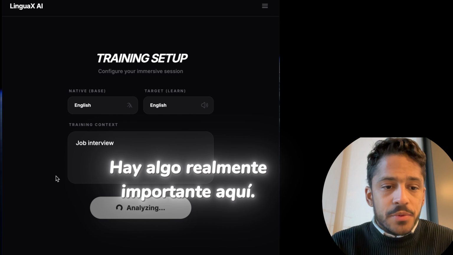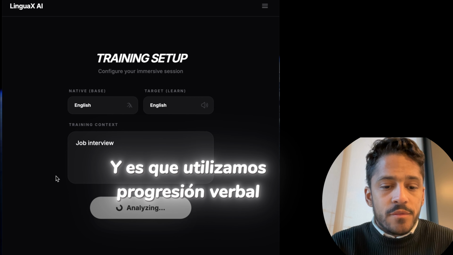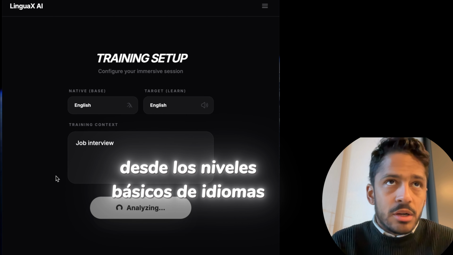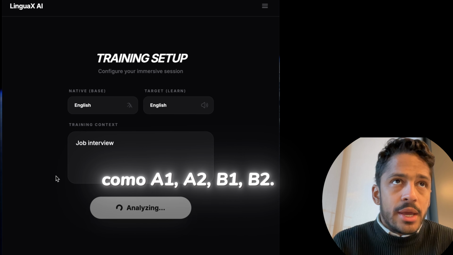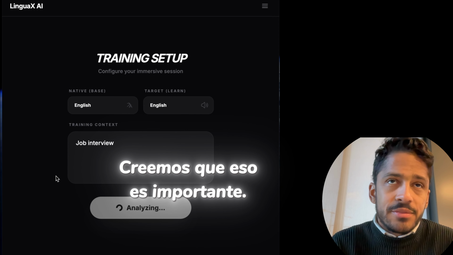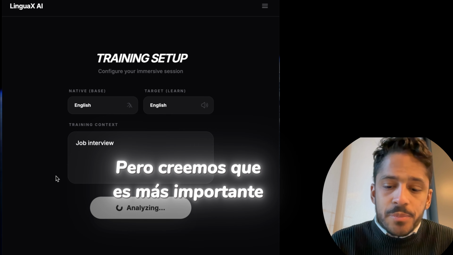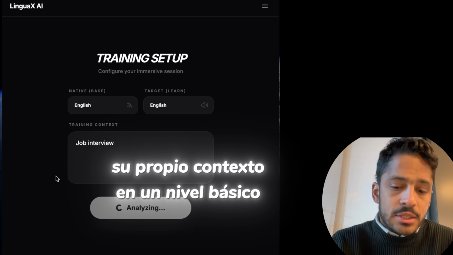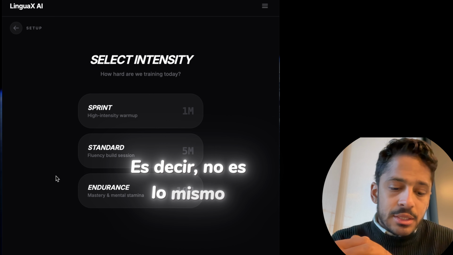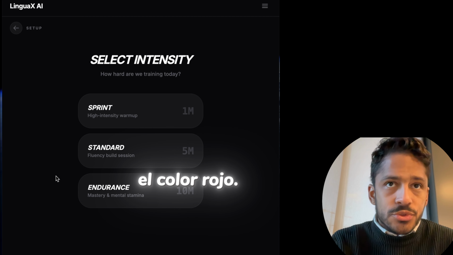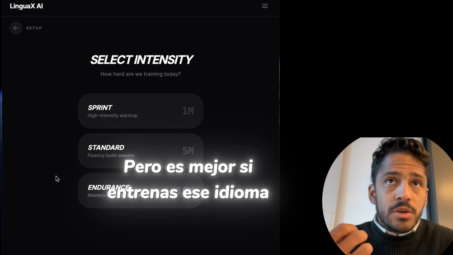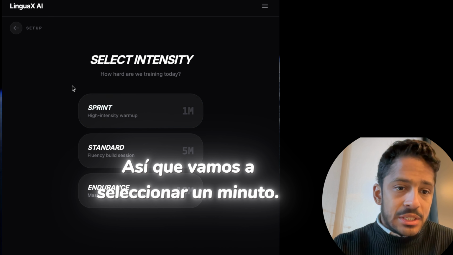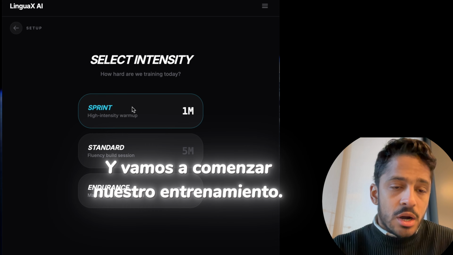There is something really important here, and we use verbal progression. It means you start not from basic levels of languages like A1, A2, B1, B2. We believe that's important, but we believe it's more important when users can train their own context in a basic level. I mean, it's not the same when you train, for example, the carif red. That is basic, but it's better if you train that language according to something very specific. So we're gonna select 1 minute and we're gonna start our training.